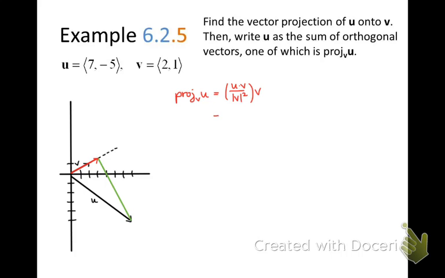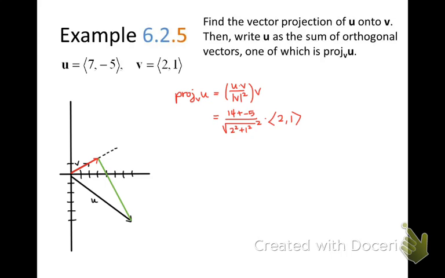What is the dot product of u times v? You don't have to write it all out, so you can just look here. It's going to be 7 times 2, so that's 14, plus, and then what am I adding or subtracting? Plus a negative 5, right? That's the dot product. All over, what's the magnitude of v? It's going to be the square root of 2 squared plus 1 squared, but then I have to square that whole thing. And finally, I'm going to multiply whatever that number ends up being by the vector v, which is 2, 1.